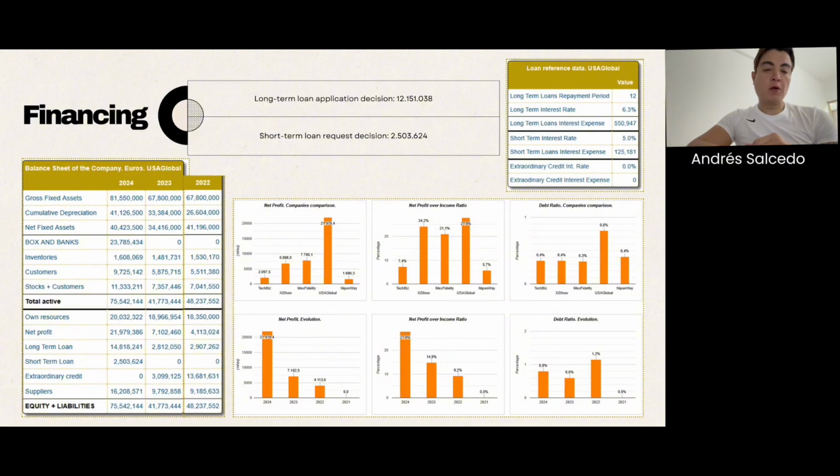Good afternoon, everyone. My name is Andres Salcedo, and I am going to continue the presentation. USA Global final situation in euros for the periods 2022 to 2024, including balance sheet and credit rating. In 2024, total assets were 75.5 million, including 20 million in equity.